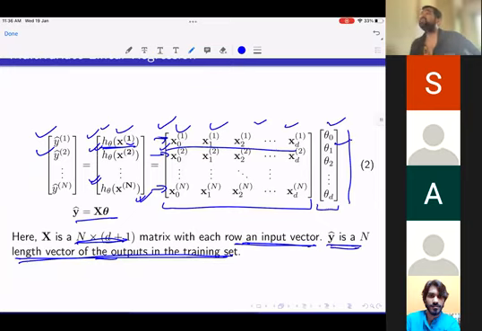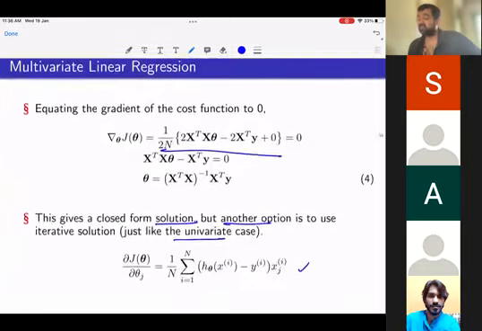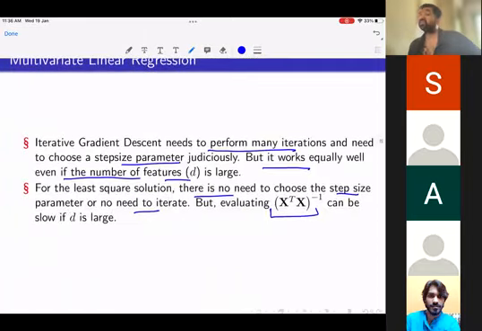So inverting a D plus 1 cross D plus 1 matrix will be of the order of D plus 1 cubed. So if D is high, then this inversion computation cost will be high. That's the issue: if you have a smaller D, you can directly go for this. Otherwise, the iterative gradient descent is always an option.